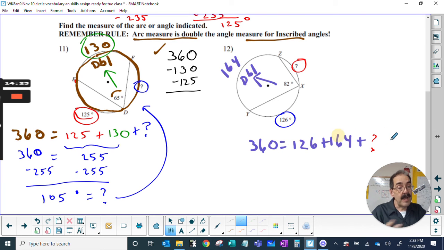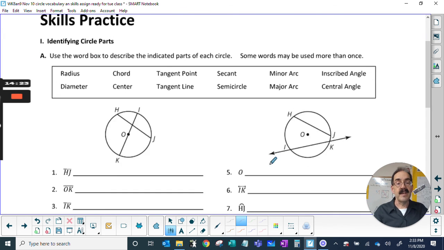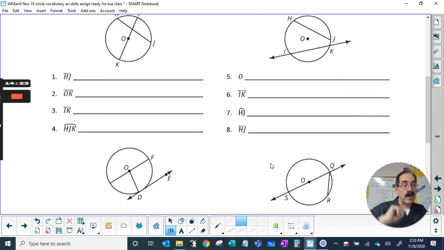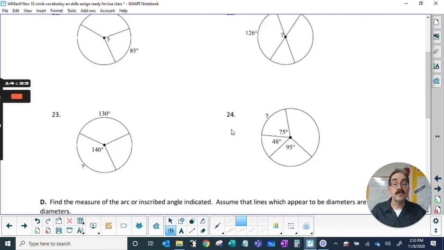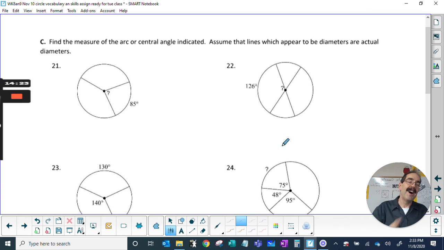And then we have a solo activity outside of class. The outside of class activity is identify your circle vocabulary and then try to find some angle measures. Cool? I'll do that video and I'll post it with our assignment.